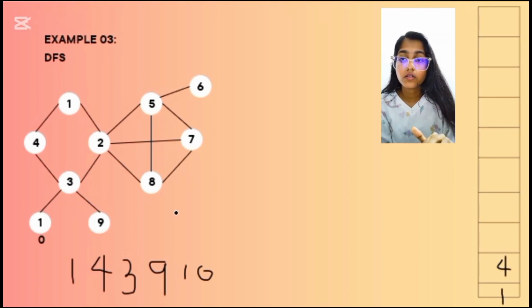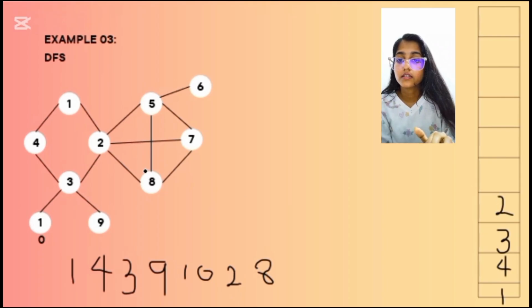The adjacent vertex of 3 is 2 here, and you must write 2 here and push 3 again to this, and then you must start exploring 2. The adjacent vertices for 2 are 5, 7 and 8. You must write only one vertex, so I'll write 8 here and push 2 to this stack and start exploring 8. The adjacent vertices of 8 are 5 and 7, so I write 7 here.